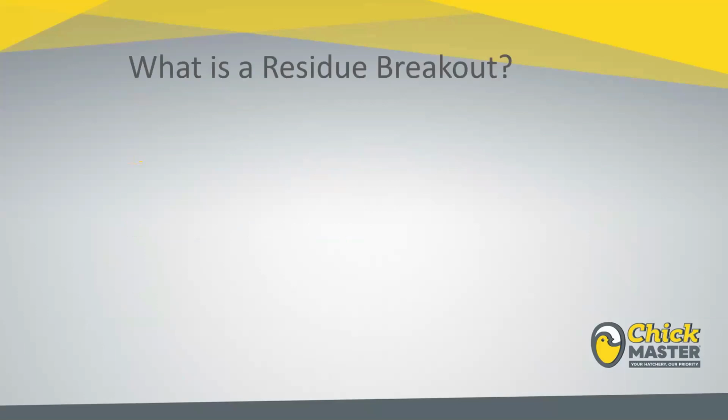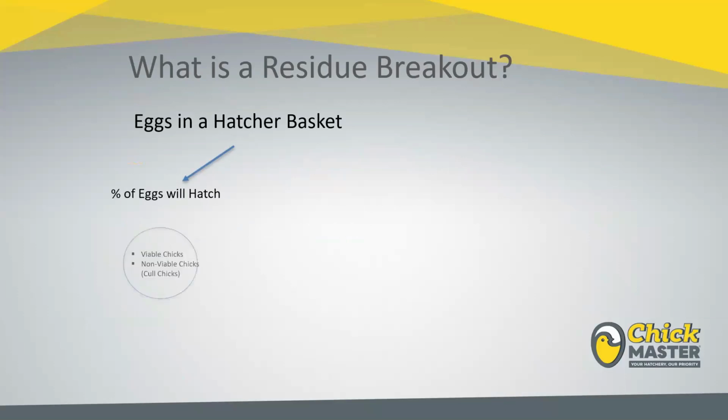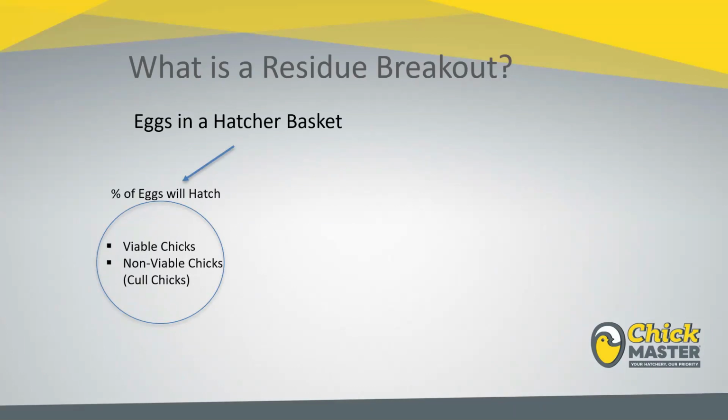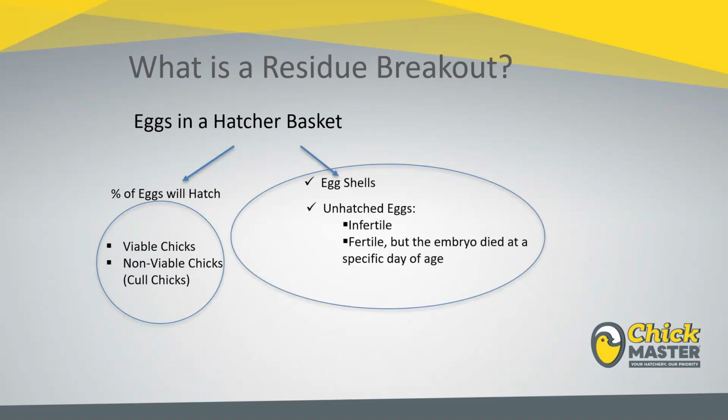So to begin with, what is a residue breakout? We know that we transfer eggs out of an incubator into a hatcher basket, and from that, a percent of these eggs will hatch. Out of that, we'll have viable chicks that will be placed into a broiler house or whatever your situation is, and in addition to that, we'll have some non-viable chicks, or in other words, a cull chick. What remains in the basket is what we refer to as the residue, which are eggshells from the hatched chicks, and then unhatched eggs that were either infertile or they were fertile, but the embryo died at a specific day of age.